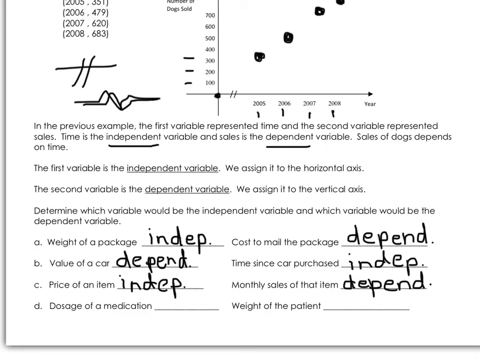The dosage of a medication, does that depend upon the weight of the patient, or does the weight of the patient depend upon the dosage? No, I think the weight is independent. That's what comes first. And then if you want to know how much medication to give the patient, that would depend upon how much they weigh.